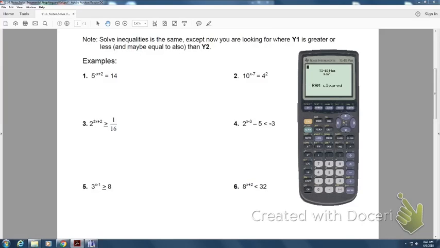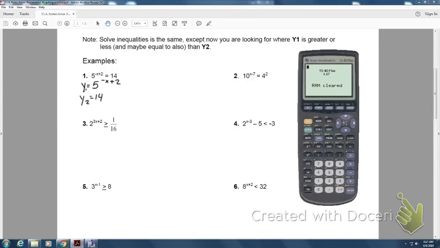So let's look at number 1. So Anna, what is going to go into y1? 5. Is that negative? Yes, ma'am. 5 negative x plus 2. Oh, I need my 5 in there. And what's going to go into y2? 14. Alright. Now somebody tell me the equation y equals 14. What is that line going to look like? It's just going to be a horizontal line where y equals 14.